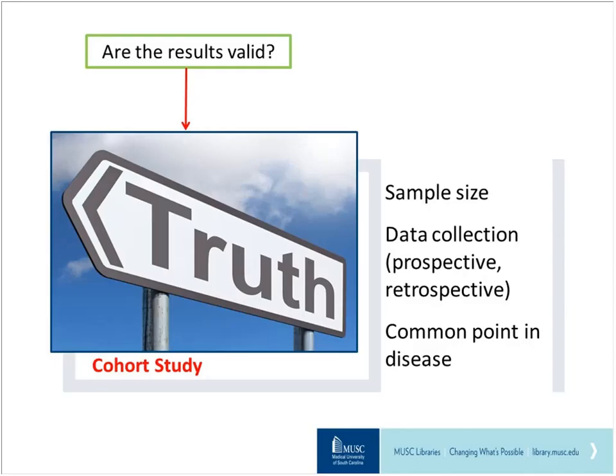So let's look more specifically at cohort studies and ask the question, are the results valid? When you're looking at cohort studies, you're looking at sample size. Is it large enough? Very strong cohort studies are highly populated and last for a very long time. Then look at data collection, whether it's prospective or retrospective. And then also focus on the point in disease for the participants. Do they start the study at a common point? For example, if it's a study of diabetes, are the people enrolled right after diagnosis, and is everyone right after diagnosis? Or are we looking at a study where some of them are new diagnoses and some have had diabetes for 20 years? You're really trying to focus on them being at a common point in the disease.